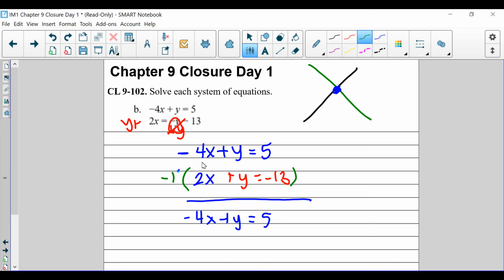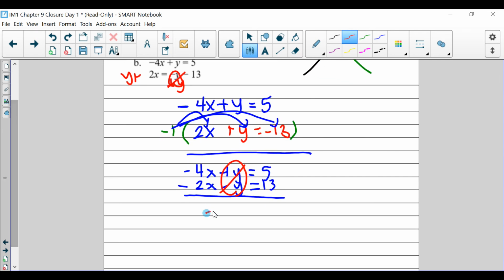The negative 1 gets distributed. So it's negative 2x minus y is equal to positive 13. Then we notice that this goes away. We end up getting negative 6x is equal to 18. And then finally, we're dividing by negative 6, which we get x is equal to negative 3.